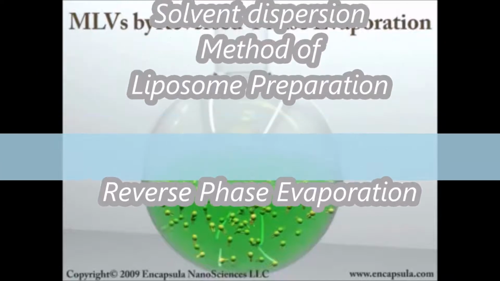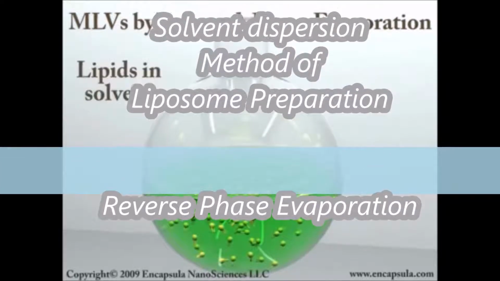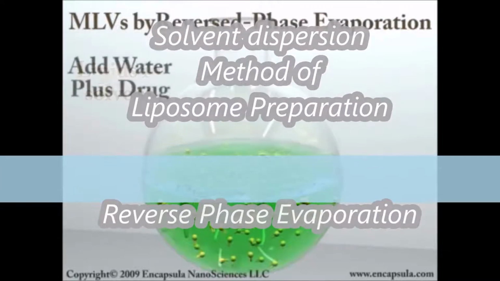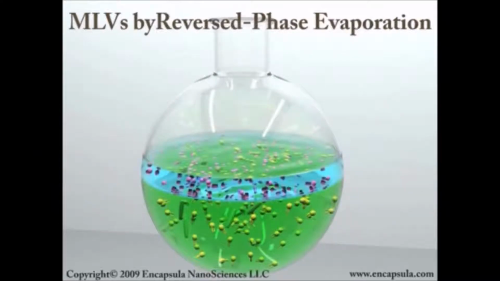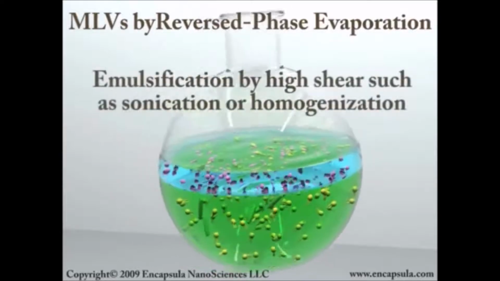The thin film method is limited to laboratory scale, while the reversed phase evaporation method can be used to produce milliliters up to thousands of liters of liposomes. Lipid is dissolved in organic solvent along with any lipid-soluble components. The aqueous compound is added to the lipid solution.